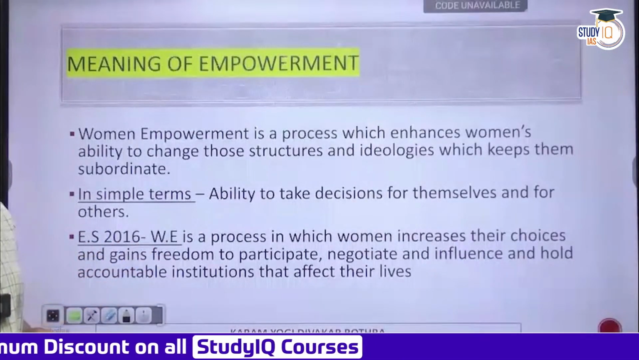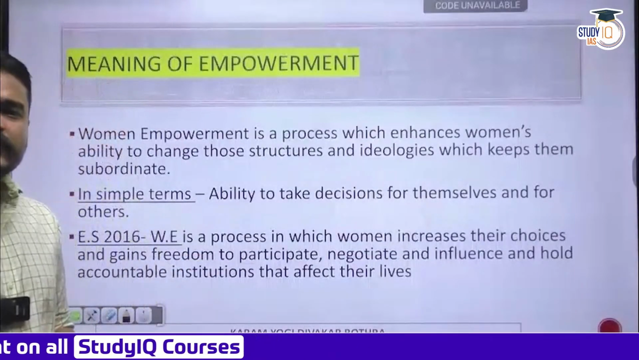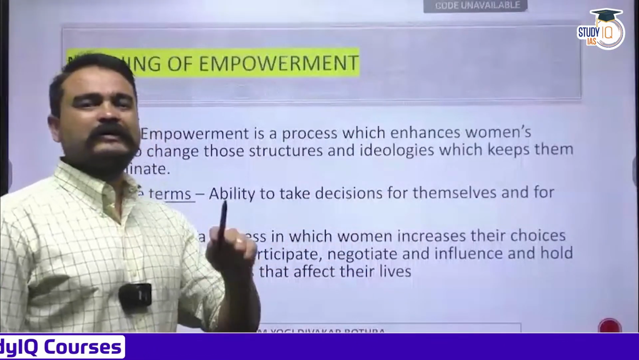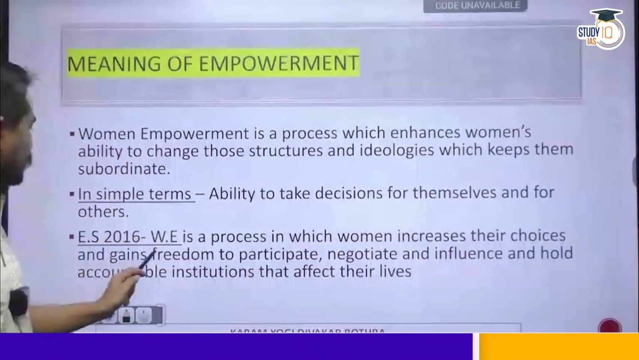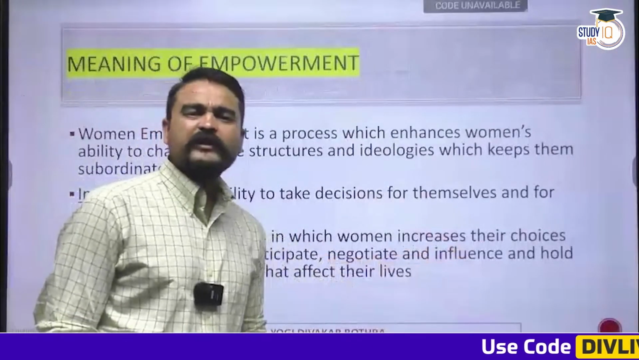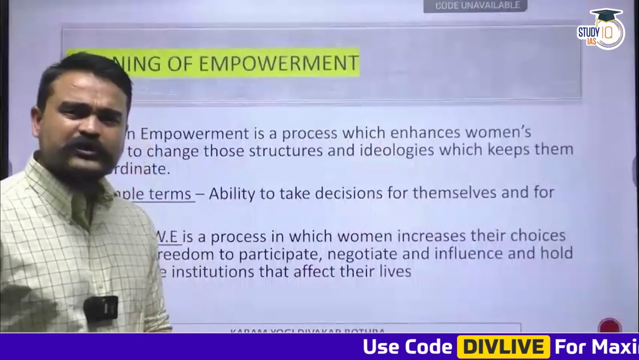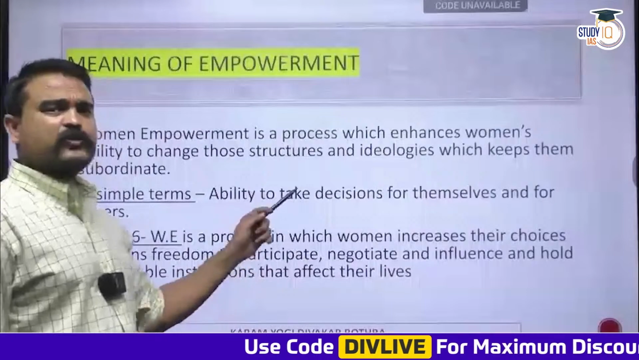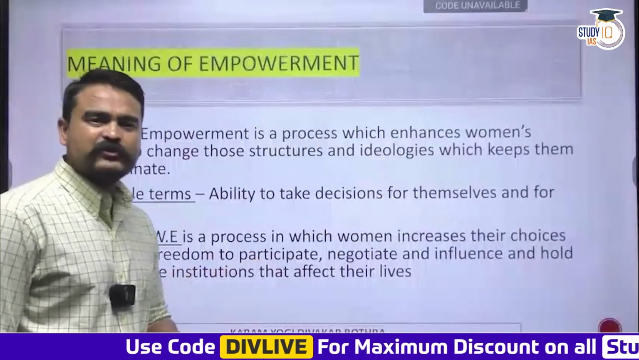Economic Survey 2016 has also defined women empowerment. And what is the definition it has given? If you just remove woman out of it, this can become a beautiful definition for empowerment. It is a process in which women increase their choices and gain freedom to participate, first keyword, negotiate, and influence and hold accountable institutions that affect their life. Therefore, it's a process where people develop freedom to participate, negotiate, influence and hold accountable those institutions which impact or affect their life.